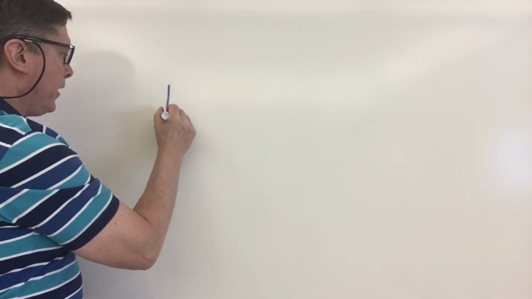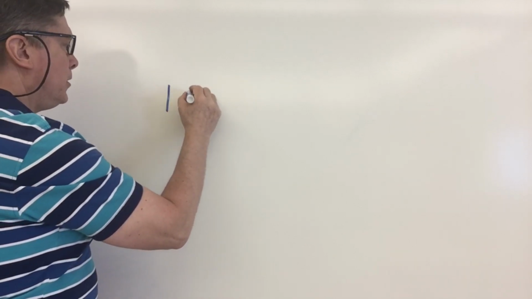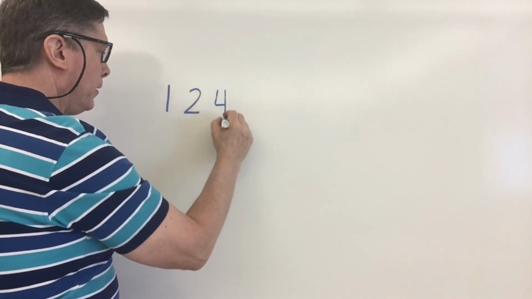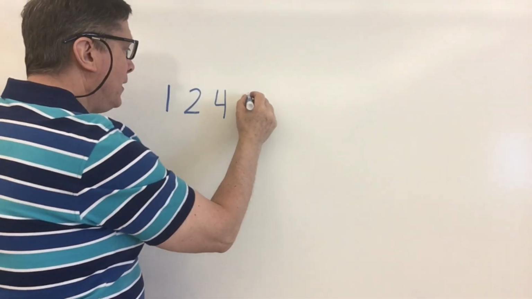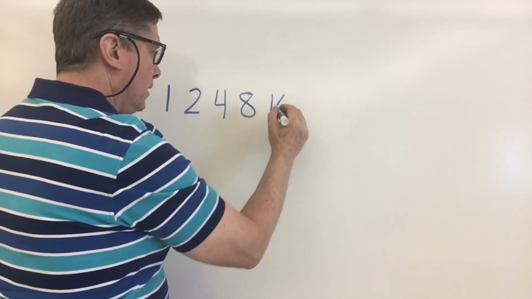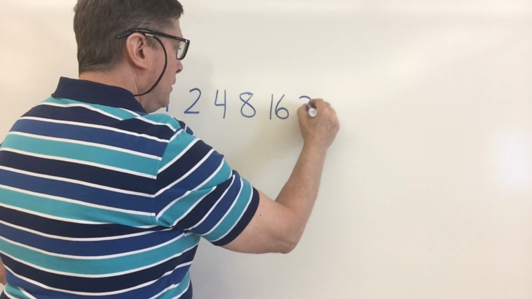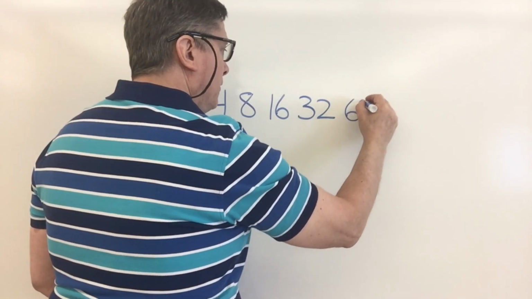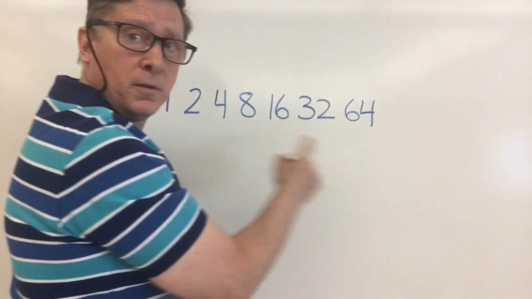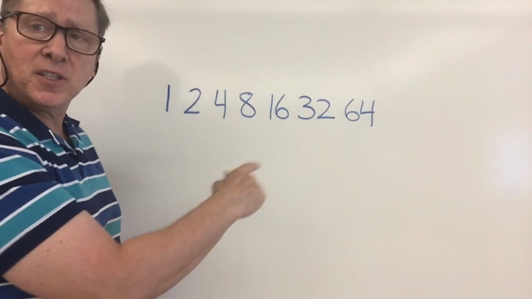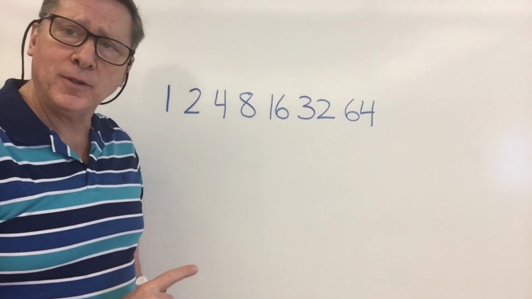Let's see. 1 doubled is 2. Doubled is 4. Doubled is 8. Doubled is 16. Doubled is 32. Doubled is 64. This set of numbers has a pattern to it. It doubles in size each number. Known as the powers of 2.